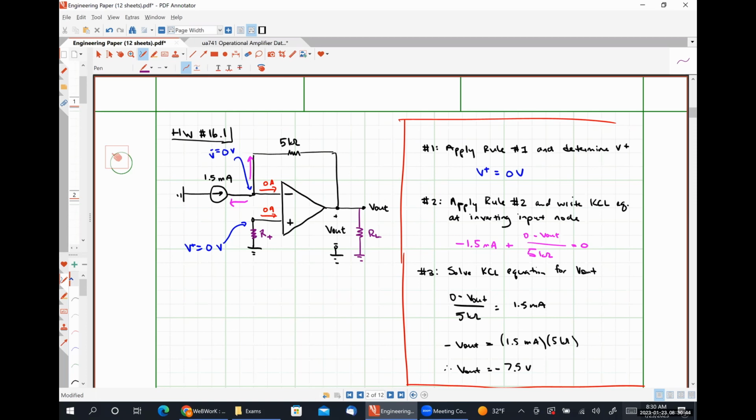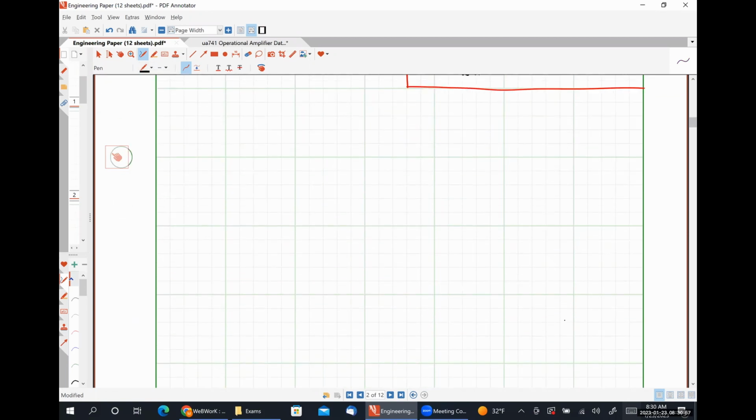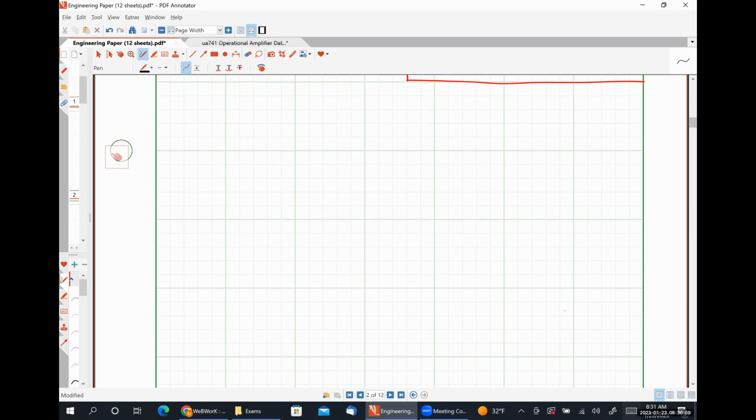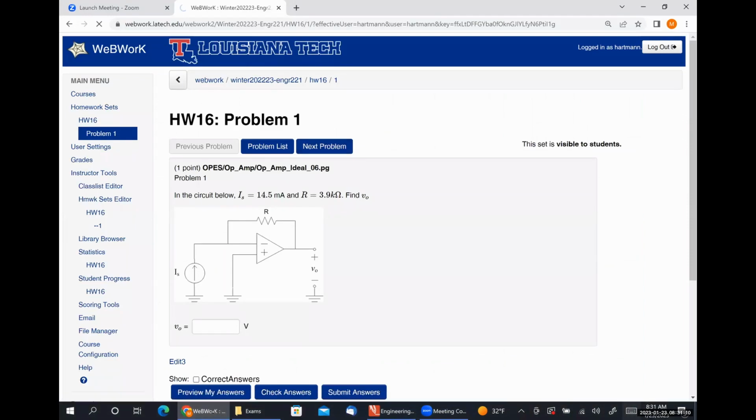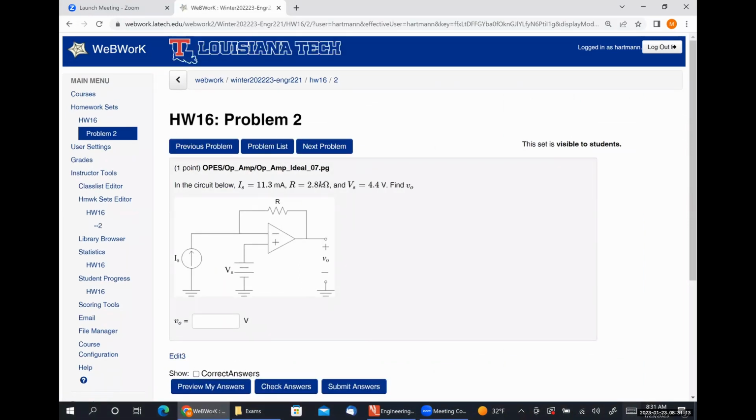And regardless of whether or not they are there, our three-step analysis procedure would give us this exact same result. All right, now let's look at homework 16, problem 2. So we have a nearly identical circuit, except that there is a voltage source connected to our non-inverting input terminal.